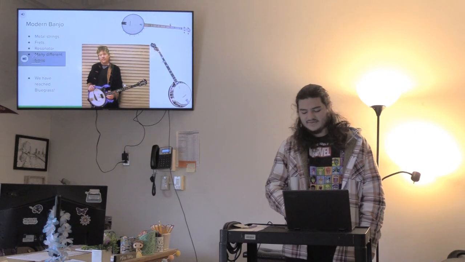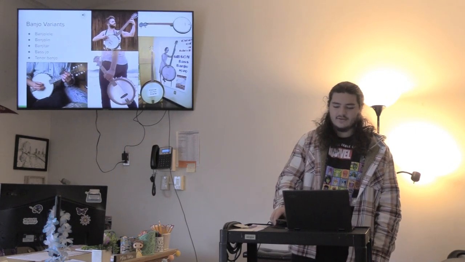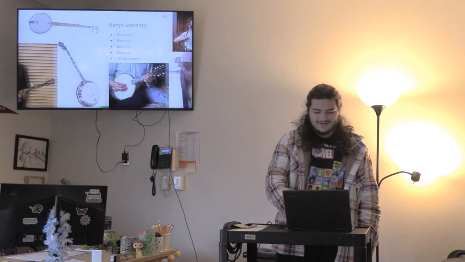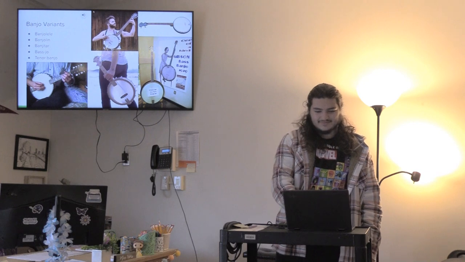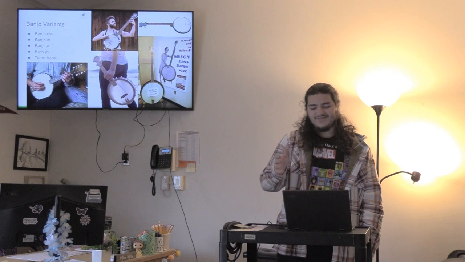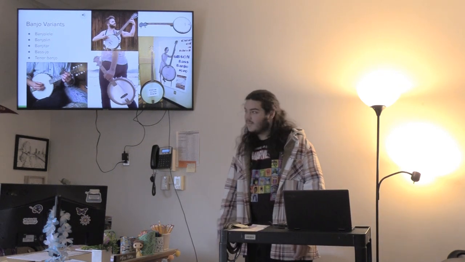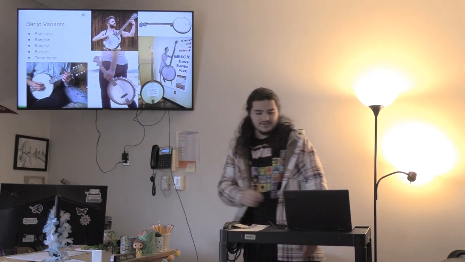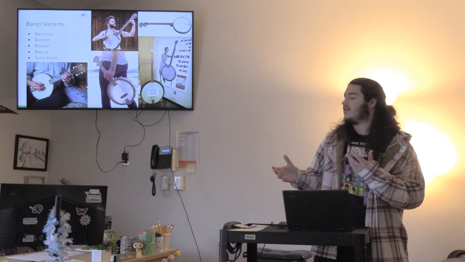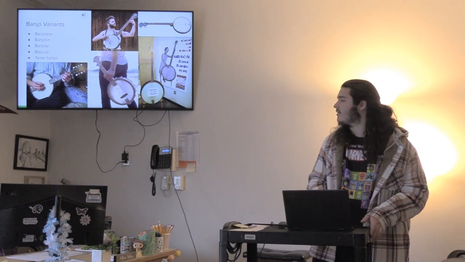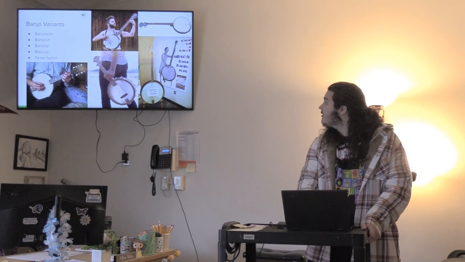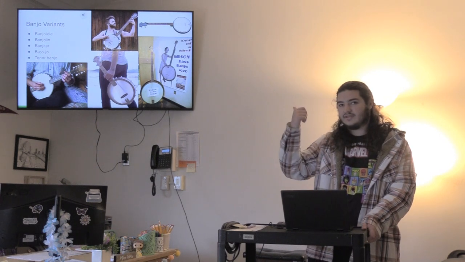There's a lot of different types, so we're going to talk about some of those types now. Okay, this is difficult. As you can see right there, I can just use this. Right here, we have the banjolele. It's like a ukulele, but it's got a banjo body. That's what most of them were. This is a mandolin, but it's got a banjo body. This is a bass banjo, which is what you're listening to right now.